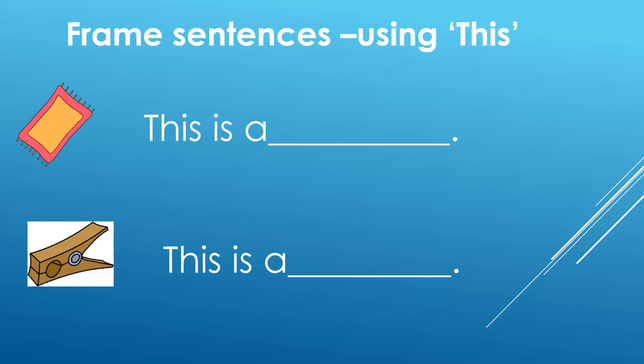Let's look at the second picture. What is this? This is also very close to the sentence that we are writing. So this is a peg. We'll write peg there and a full stop. You can see the sentence starts with a capital and ends in a full stop.